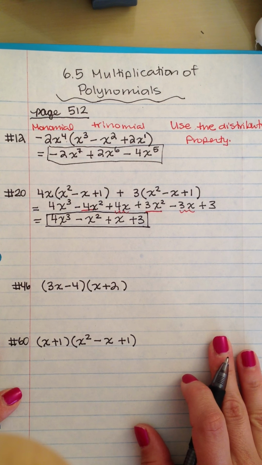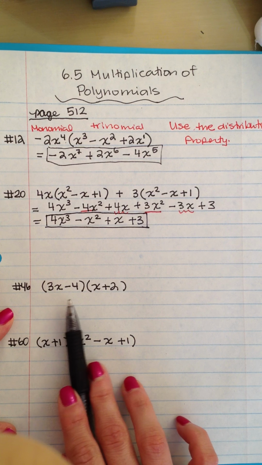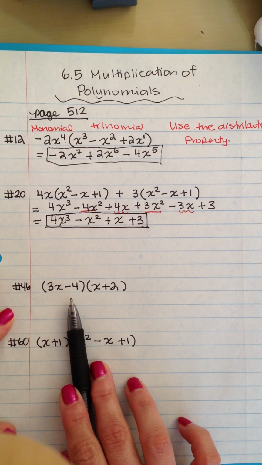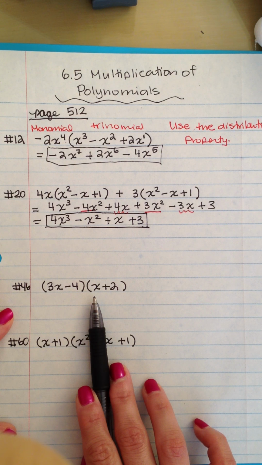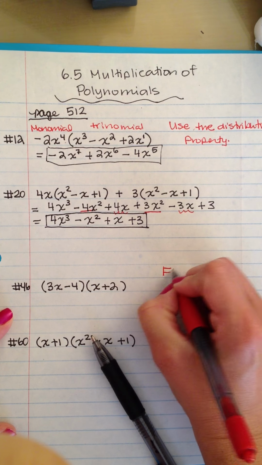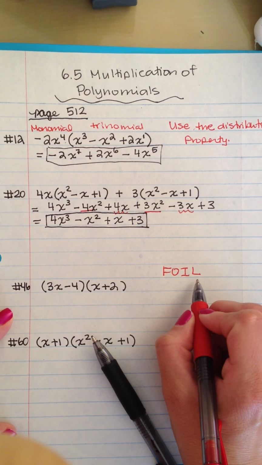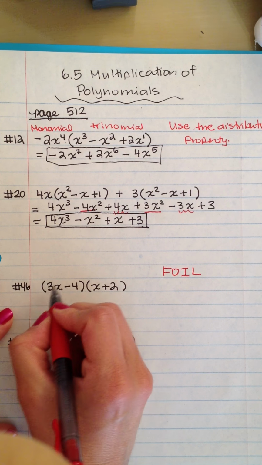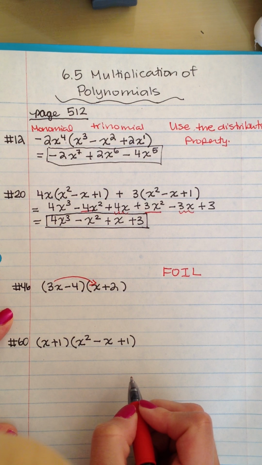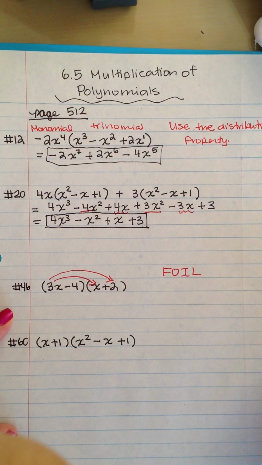Okay, next we have number 46. This is a little bit different because if you look at this carefully, you have a binomial, 2 terms, times another binomial. And in this case, what we have to do is use the FOIL procedure. FOIL. So we have first, outer, inner, last. So let me show you. We start with the 3x, multiply it with the x, and then take the 3x, multiply it with the 2. So let's go ahead and do that.